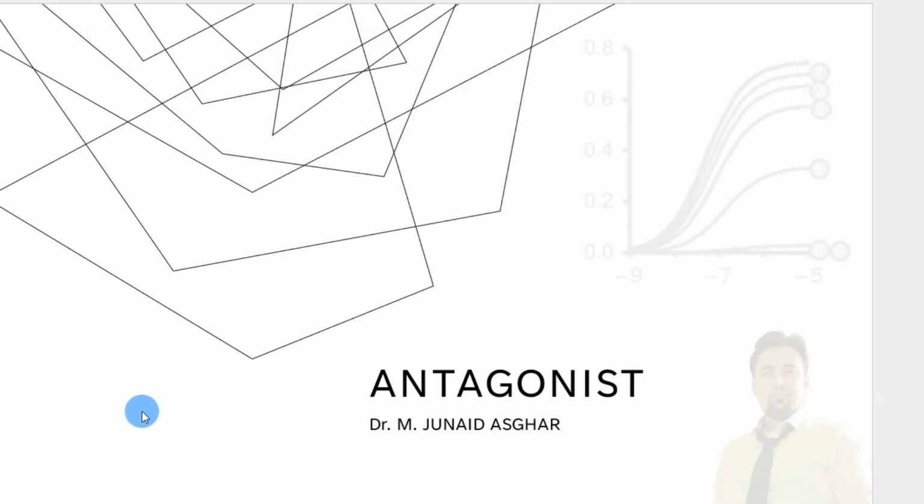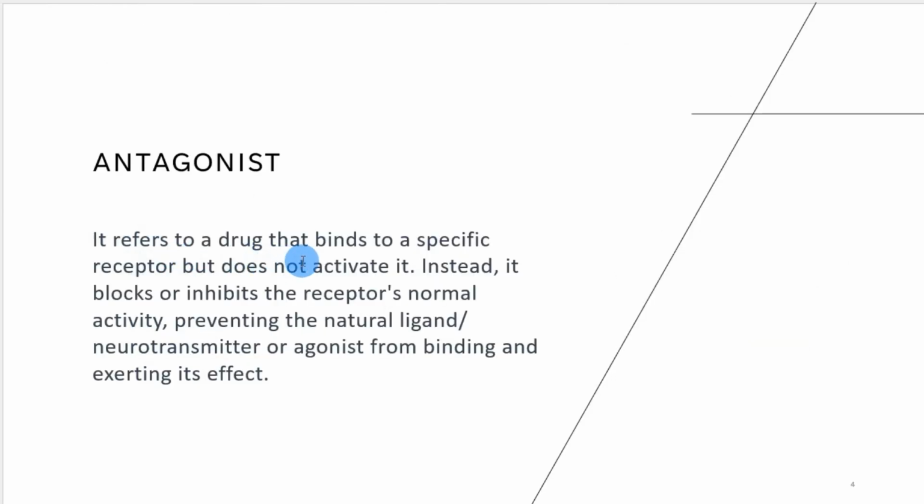Let's define antagonist first. It refers to a drug that binds to a specific receptor but does not activate it. Instead, it blocks or inhibits the receptor's normal activity, preventing the natural ligand, the neurotransmitter, or the agonist from binding and exerting its effect.